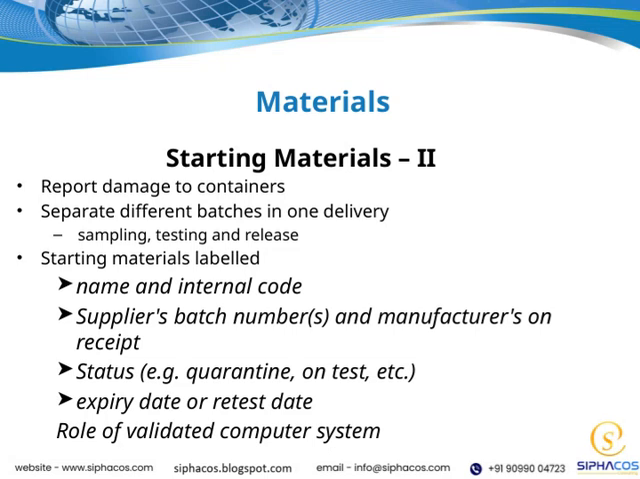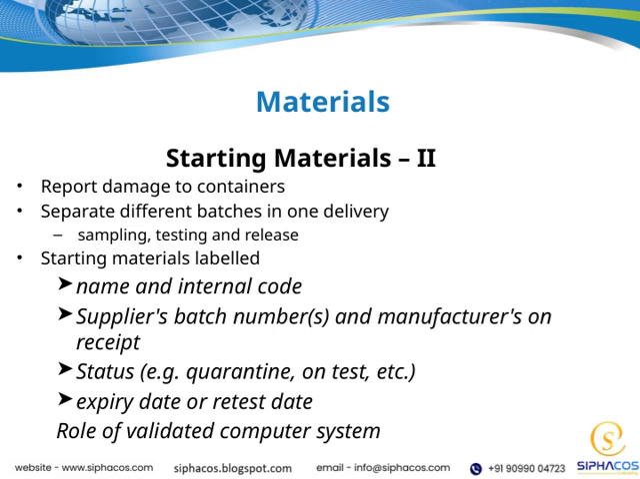Now, let's talk about the starting materials, which is a crucial part of our process. First, it's important to report any damage to containers immediately. This helps us ensure the integrity and safety of the materials we're working with. Next, when we receive a delivery, we need to separate different batches within that shipment. This helps us maintain proper traceability and control over each batch.